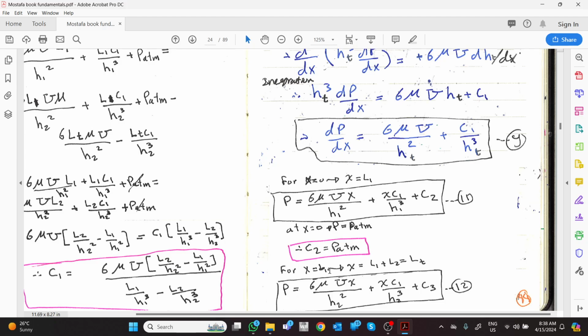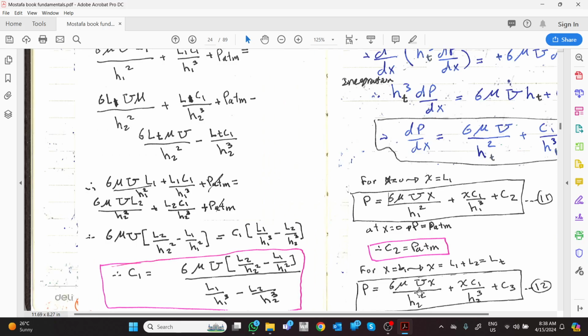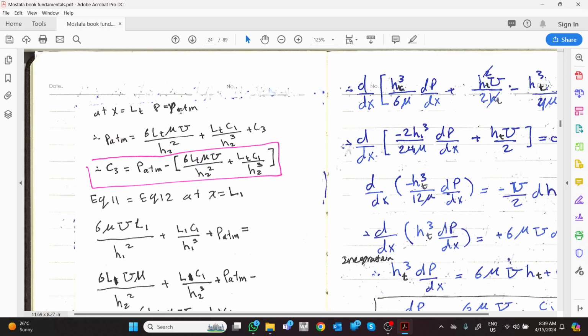From x equals L1 to x equals L1 plus L2, the total length, we know h is equal to h2. Same integration, but take care: c1 is from here, it does not change. But when making integration again with respect to x, there is a c3, which is different from c2. Don't write c2 again. It is different. Same with the boundary condition at L2, pressure is atmosphere, etc. We'll find c1 is equal to this equation.